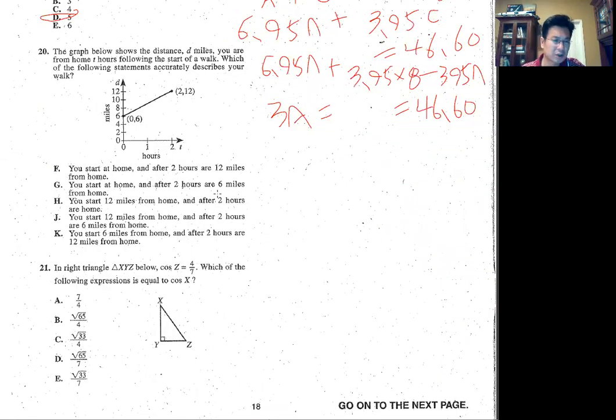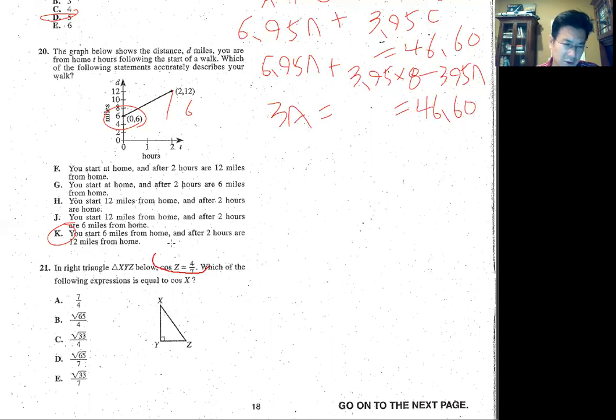So this one describes your walk. Starting point, and the slope is the speed, because miles per hour is the speed, so rise over run. Rise is 6 and run is 2, so the speed is 3. K is the answer.